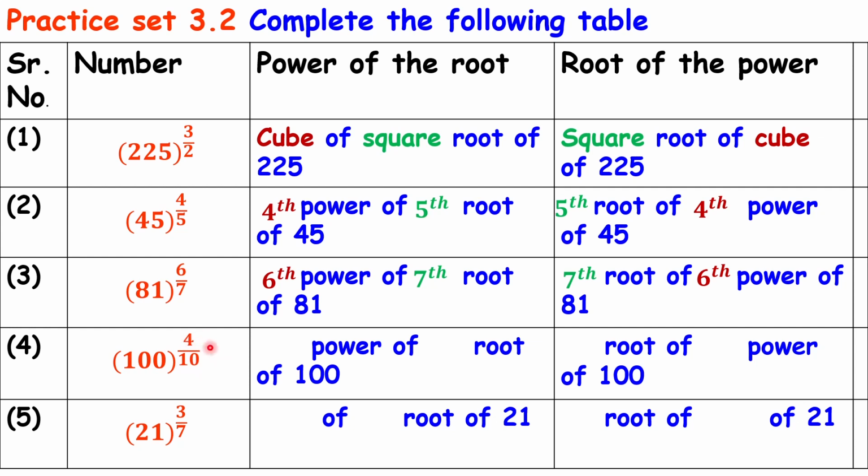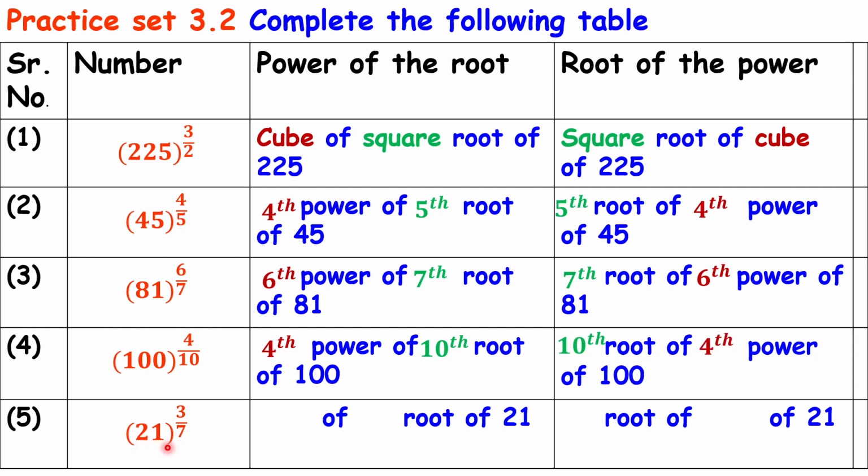Example 4, 100 raised to 4 upon 10. Here 4 is the power and 10 is the root of the given number 100. First we will write a power of the root, which is the power. Correct, 4 is the power. So fourth power of, which is the root, 10 is the root. So 10th root of 100. In another way, first we will take root, which is the root, 10 is the root. So 10th root of fourth power of 100.